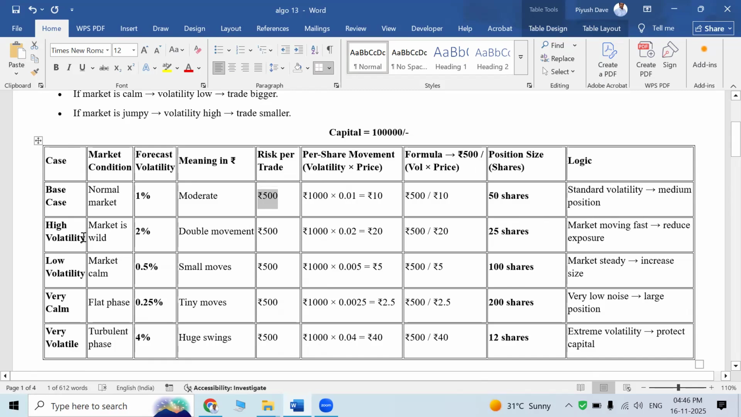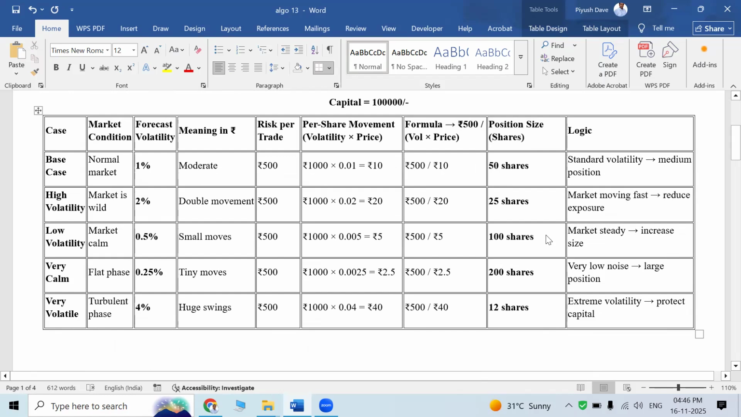If the market is highly volatile, very wide, doing a 2% movement, double the normal movement, again we are going to risk only 500 rupees. So the total number of shares we are going to trade is 25 shares only. This has reduced our exposure, and that is the main advantage of GARCH volatility.